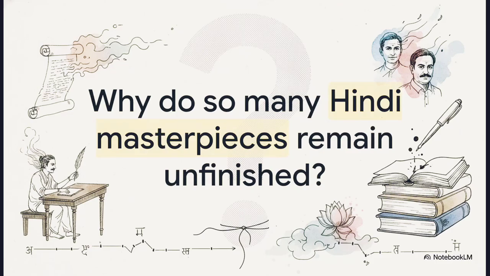But as we trace this incredible timeline, a very poignant motif emerges. From the very first epic in the Adi Kal, Chand Bardai's Prithviraj Raso, right up to the modern era with Premchand's Mangal Sutra and Prasad's Iravati, so many of Hindi literature's absolute masterpieces share one thing in common. They were left unfinished by their authors, halted abruptly by death. Why does this exact pattern echo across 1,000 years of literary history?